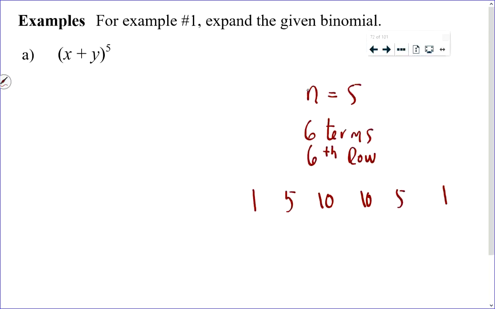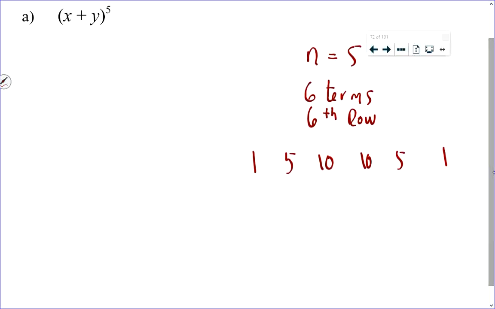So, x plus y to the 5. We will have 1 x to the 5, y to the 0, plus 5 x to the 4, y to the 1, plus 10 x cubed y squared. What's happening each time is x is losing 1 for an exponent, y is gaining 1 for an exponent, and I'm loading in from Pascal's triangle these 6 numbers for the coefficients.